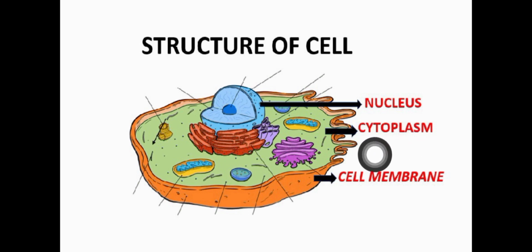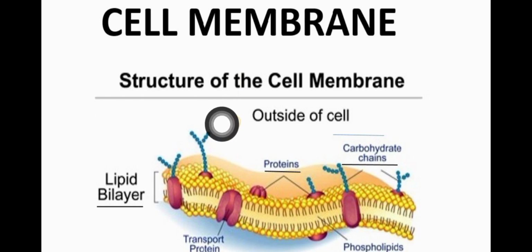The topic of cell is a little vast, so in this video I am going to deal with only the cell membrane. Cell membrane. It is also known as plasma membrane or plasmalemma. Every cell has a cell membrane. Cell membrane is composed of three types of substances: proteins, lipids, carbohydrates.